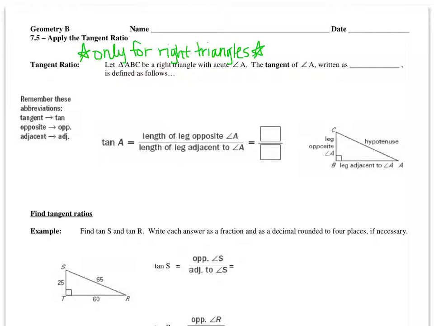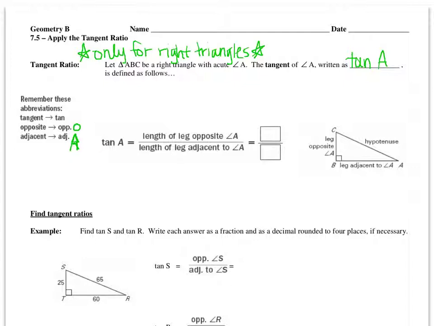So if we let triangle ABC be a right triangle with an acute angle A, the tangent of A, we write like this, tangent A, is defined as the following. Over here on the left, it says remember these abbreviations. So tangent is going to be TAN, opposite is OPP, and adjacent is ADJ. And sometimes I will also just put an O for opposite and an A for adjacent on my opposite and adjacent sides.